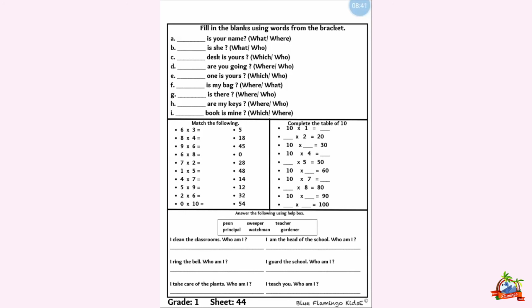Answer the following using help box. Okay, help box में 6 helpers के name दिए हैं. Peon, sweeper, teacher, principal, watchman and gardener. आपको इनकी हेल्प से सारे ब्लैंक्स को फिलअप करना है, आंसर करना है इन क्वेश्चंस को. I clean the classrooms. Who am I? मैं क्लासरूम को क्लीन करता हूँ. मैं कौन हूँ? I am sweeper.